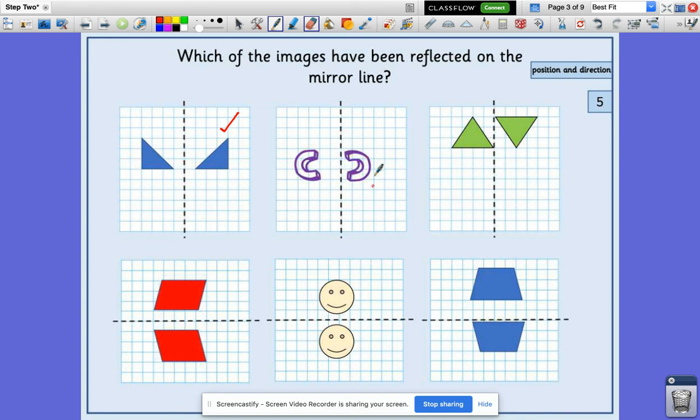I think we can tell straight away that this one has not been reflected. If I was looking at this and imagining it being reflected, it's 2 away, and that is not. So we know that's not a reflection.